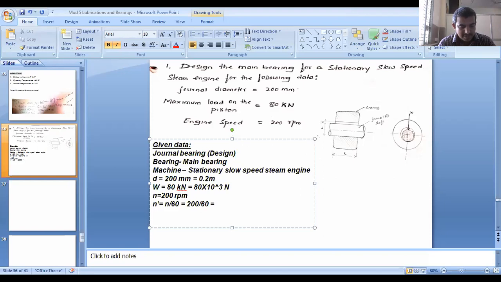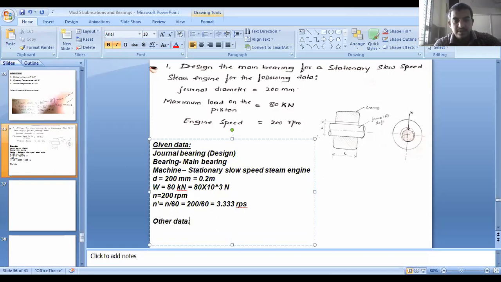Yes, please calculate and tell me the answer. Sir, 3.333 revolution per second. Revolution per second, right? Yes. Any other data are required here?